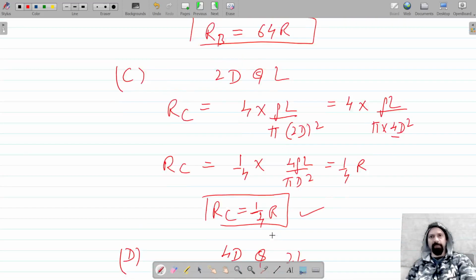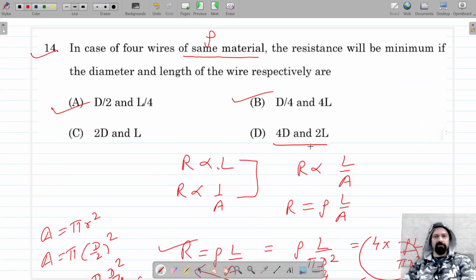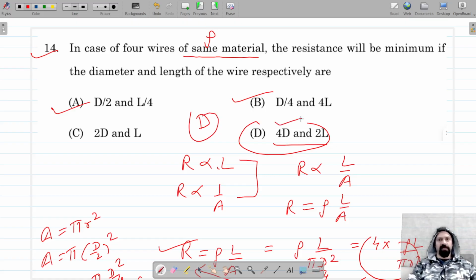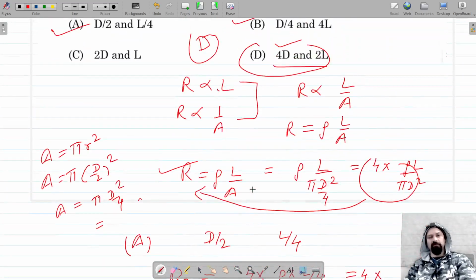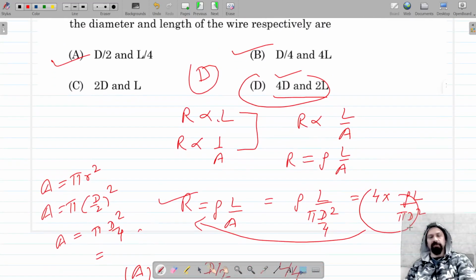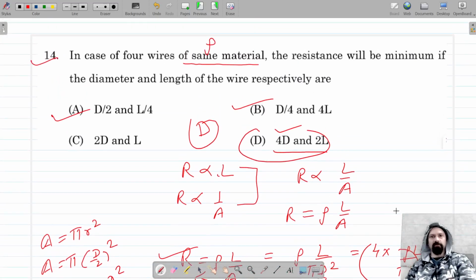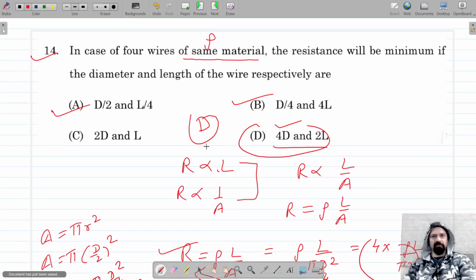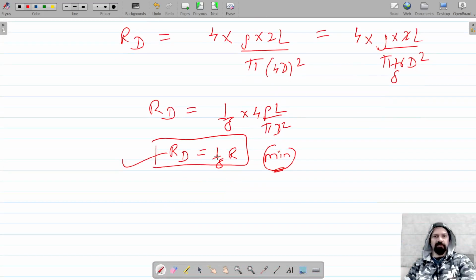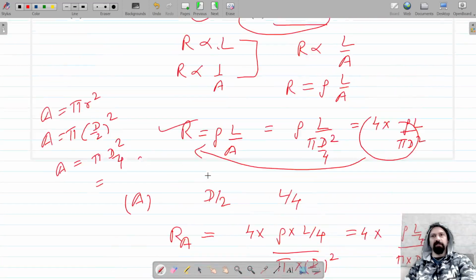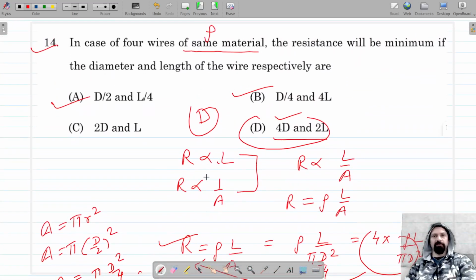So this is the minimum resistance. That means out of all the cases, the minimum resistance is obviously in case D. So D is the correct answer. And in this the diameter is the largest, so resistance will be minimum in this case. And if you want to check, you can check by converting area of cross section in terms of diameter and just replacing the values. You will see that the resistance is minimum when diameter is 4 times the original diameter and length is double.